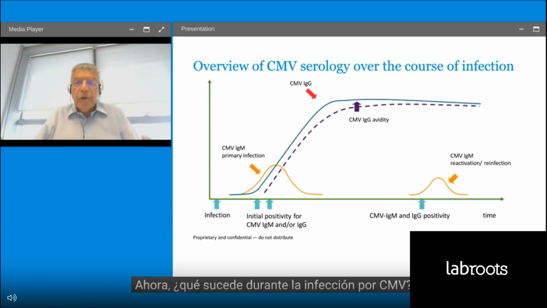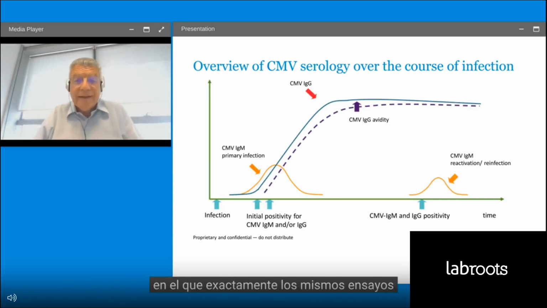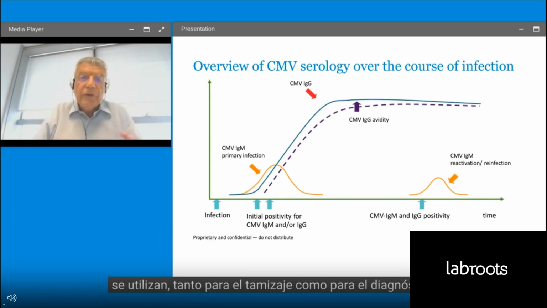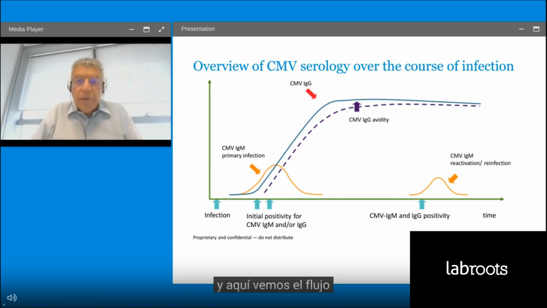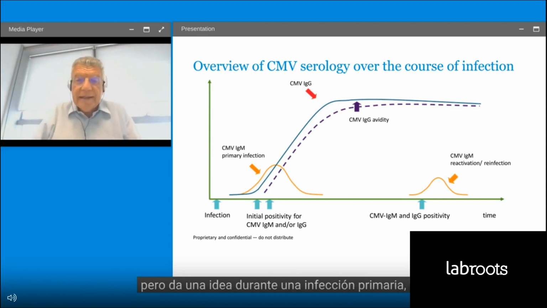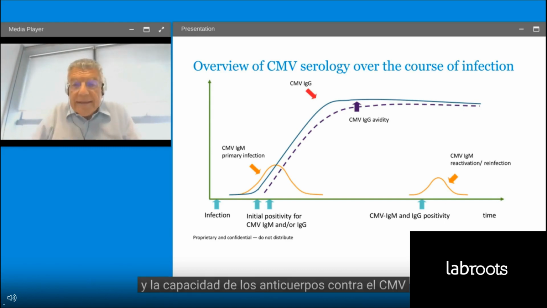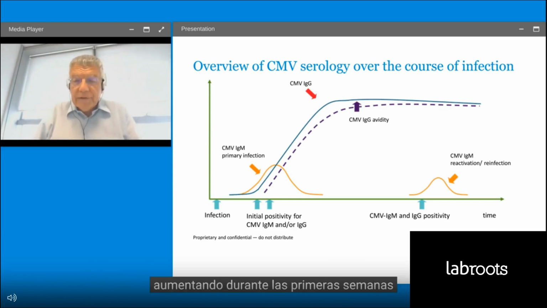Now, what happens during the course of a CMV infection? What do we use? Well, this is exactly the case in which the same assays are used both for screening and for diagnosis. And the appearance of the different biomarkers is depicted here. This is, of course, a generic scheme, not so precise, but to give you an idea: during a primary infection, you have an initial positivity for IgM, followed almost immediately by the detectability of IgG specific to CMV, and the avidity of antibodies towards CMV is rising during the first weeks or couple of months after the infection.